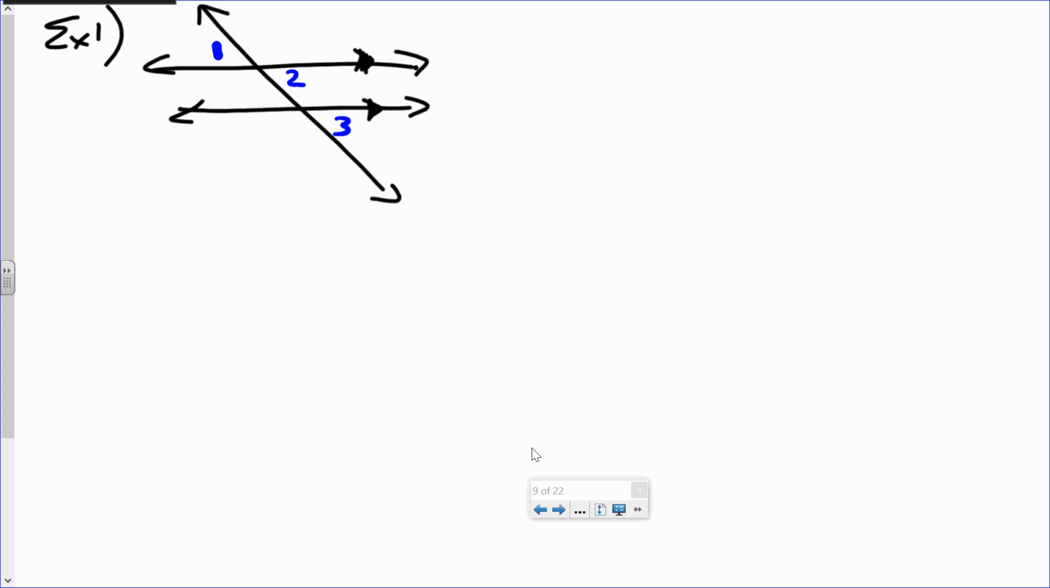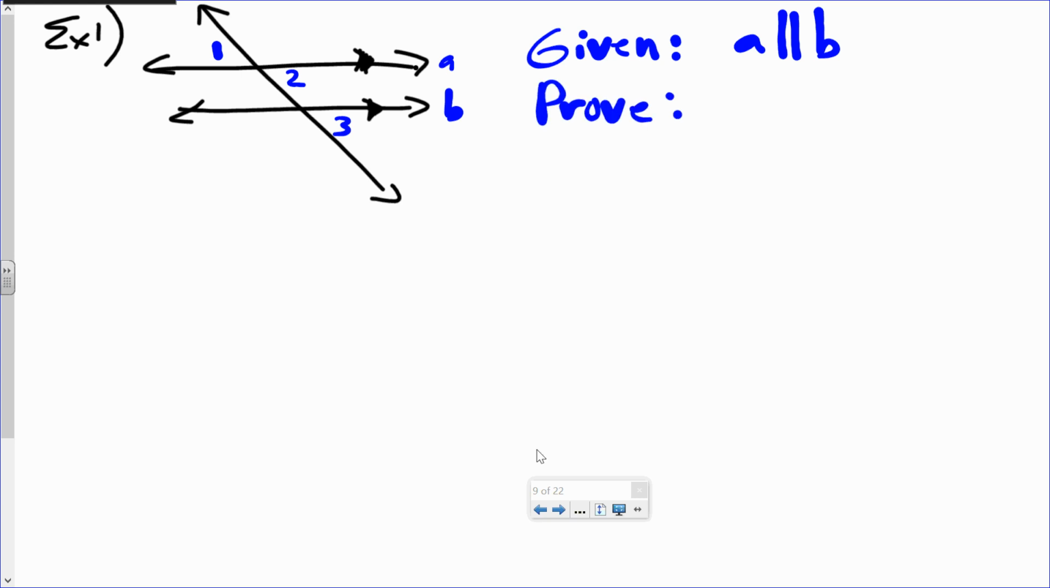All right. So given, we're going to do a 2-column proof here. Let's call this line A and line B. A is parallel to line B. Right, the double bars mean parallel. And I want us to prove that angle 1 is congruent to angle 3.